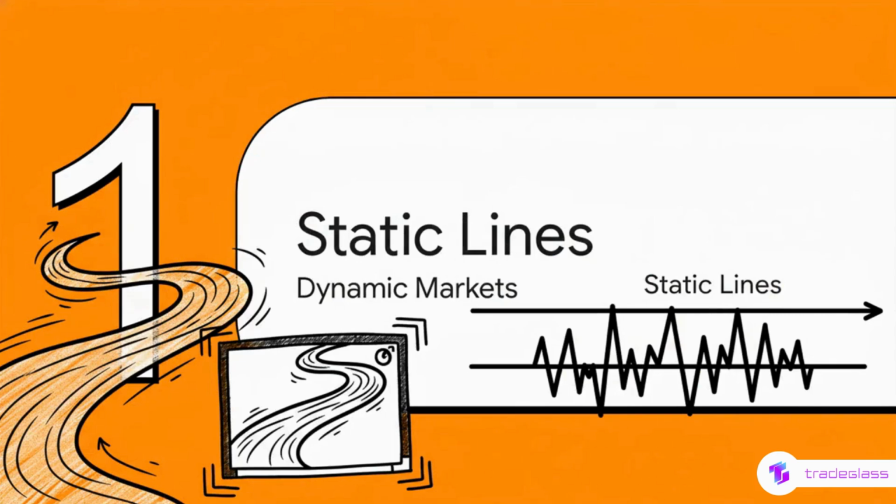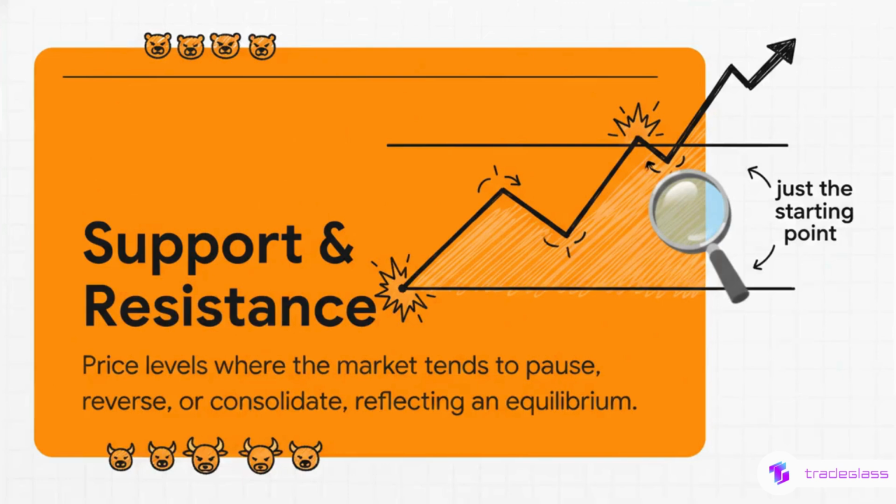And that really brings us to the heart of the problem, doesn't it? It's this fundamental mismatch between drawing static, unchanging lines on charts that are trying to describe markets that are anything but static. It's kind of like trying to map a raging river using a single photograph. It just doesn't work.